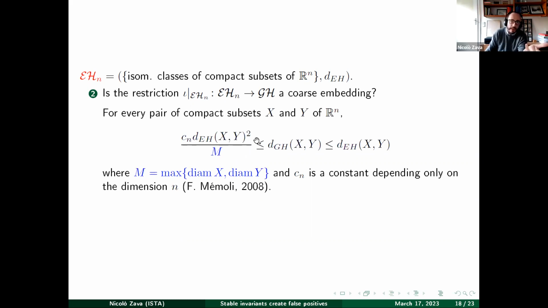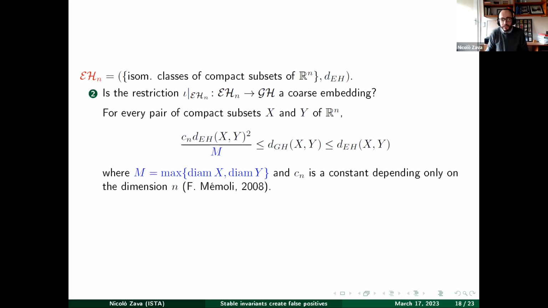So we have some lower bounds depending on the Hausdorff distance. The problem is that this constant m, which is going to be the maximum of the diameter between the two metric spaces, means this lower bound function, this control function that serves as a lower bound, is not independent of x and y, so it cannot be totally uniform. This is not a coarse embedding. It's not enough to say that this is a coarse embedding.